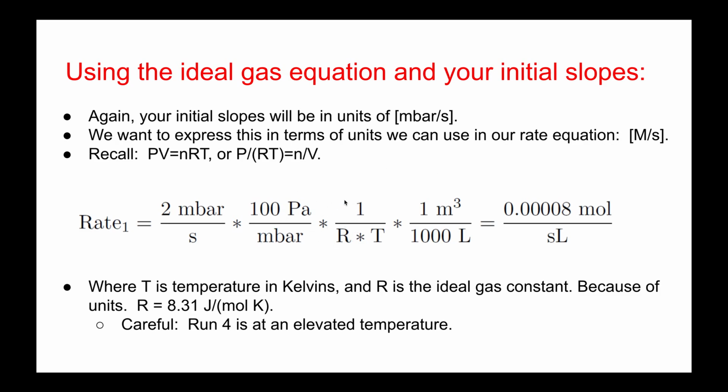So the SI unit of volume is meters cubed. We don't want that. We want liters. So we convert this from meters cubed to liters, so we divide by 1,000. And then we get something we want, molarity per second. That's what we want for our rate equation, okay? So you do this for runs 1, 2, and 3, okay? And then you do it again for run 4, except for run 4, the temperature will be 308 Kelvin, or whatever elevated temperature you use. I'm actually going to come back to this at the very end, so you'll understand in a little bit.